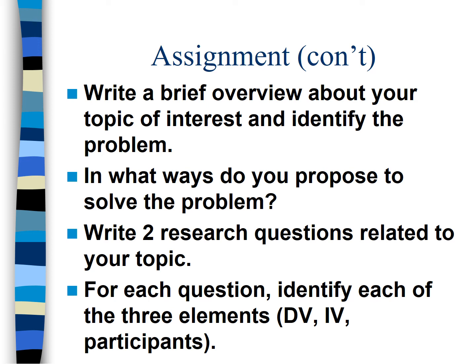For each question, I want you to identify the elements. What's the dependent variable? What's the independent variable? And what are the participants? And it would probably be a good idea to identify what type of research question do you believe you have. Is this a component analysis? Is it a demonstration question? Is it a parametric question? What type of research question is it? I don't think I put that in the assignment, but that's a good way to think as well, because that's going to have some implications for the type of research design that you use.